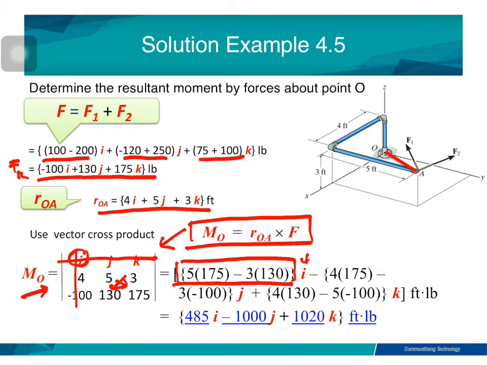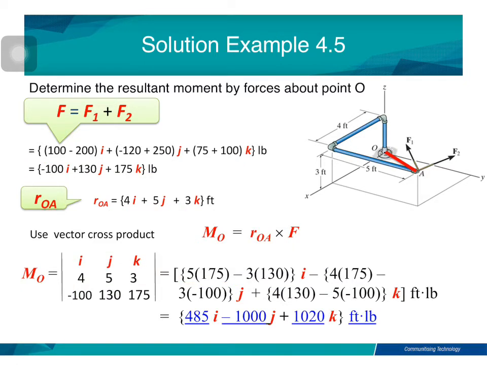Next we need to have the element J. For the element J, don't forget the minus. So this is element J here, and we have 4 times 175 minus 3 times 100. So this is element J, with the minus sign. And then the last one is plus element K.